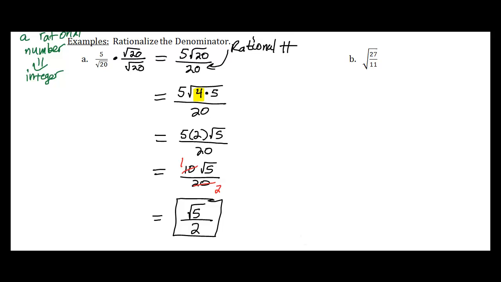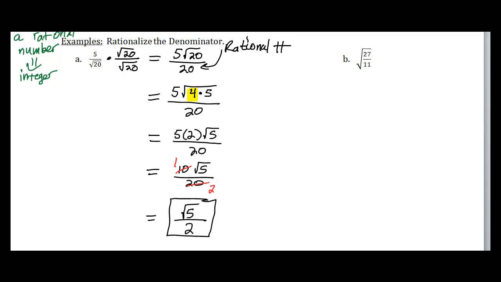Let's look at part B. In part B, we have the square root of 27 over the square root of 11. Now, it's a little bit different in this case. What I'm going to do is rewrite this as the square root of 27 over the square root of 11. Now it's a little easier to see that we're going to multiply the numerator and denominator by the square root of 11 over the square root of 11. Okay, and now I'm going to multiply across.